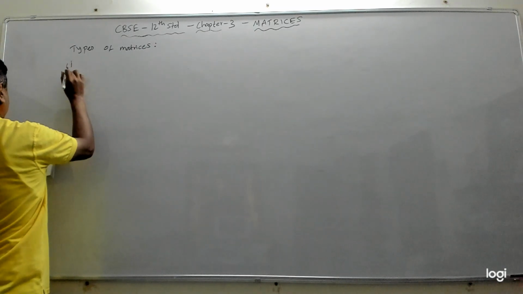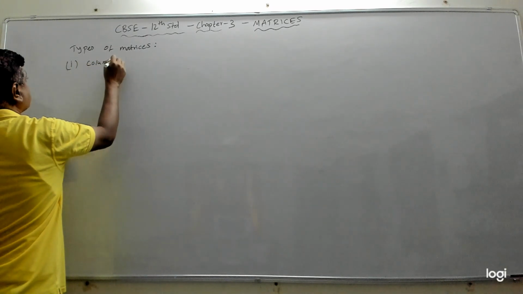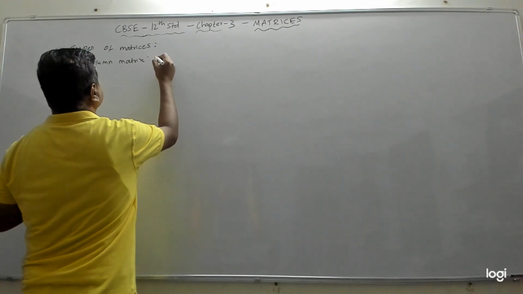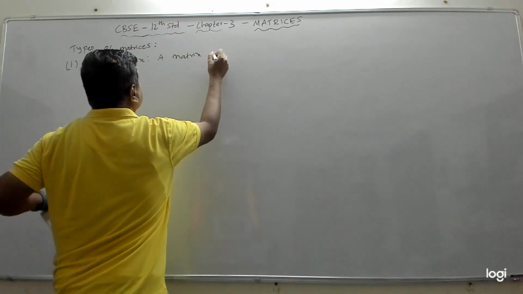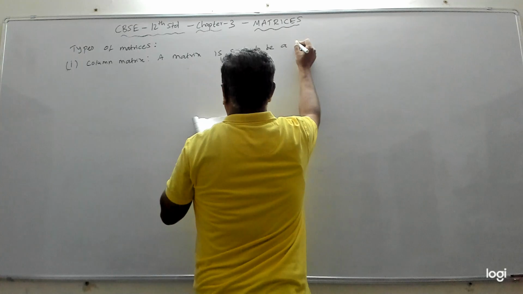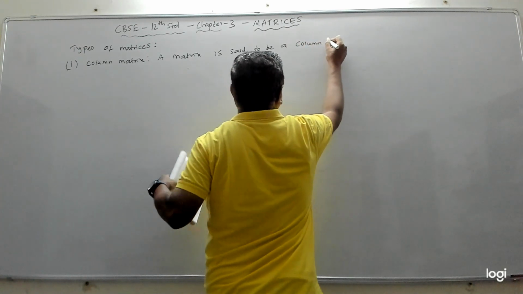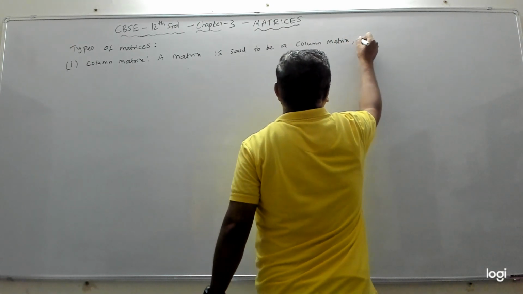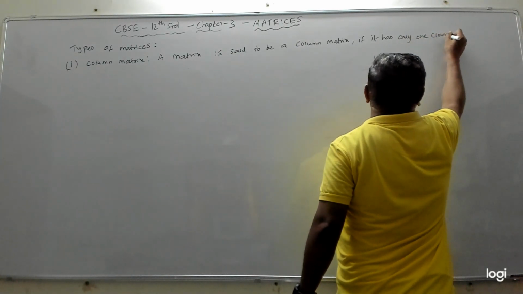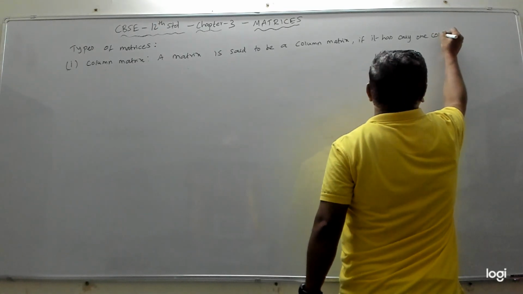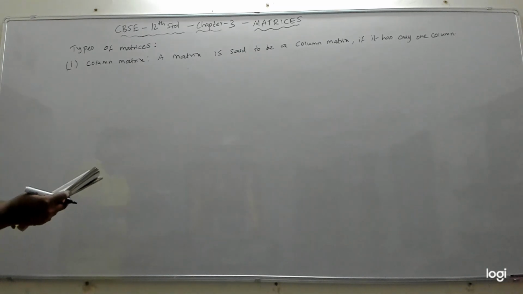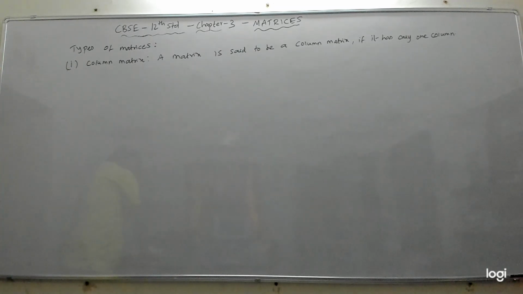Column matrix. A matrix is said to be a column matrix if it has only one column. Then such a matrix is called a column matrix. A matrix is said to be a column matrix if it has only one column.